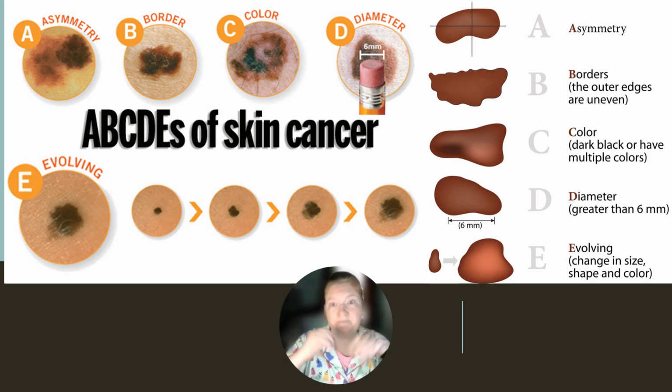Has it changed? C, color. Is it dark? Does it have multiple colors? Has it changed in color? D, diameter. Is it greater than 6 millimeters? And you may say, what the heck is 6 millimeters? A pencil eraser. So take a pencil, put it on. Is it greater than a pencil eraser?